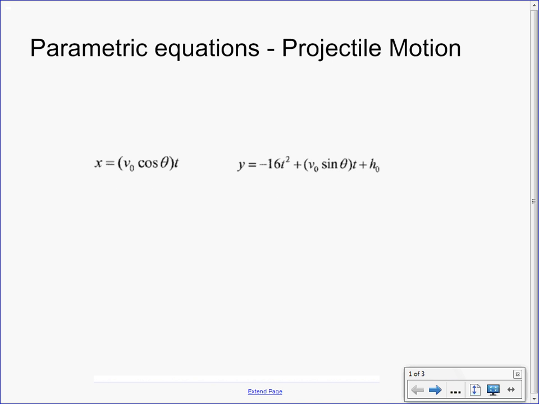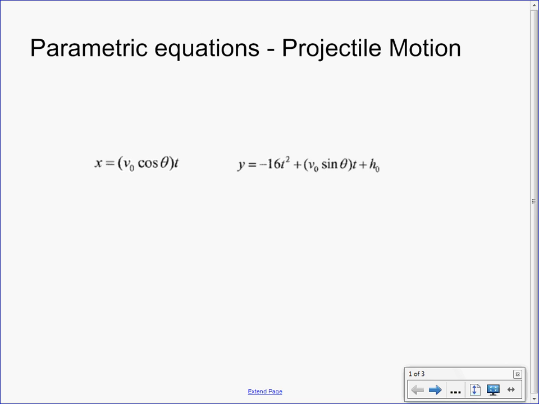Okay, here are your equations. Now, this is different from physics because these are parametric equations. Okay? As you're writing them down, let's talk about what these funny symbols are.